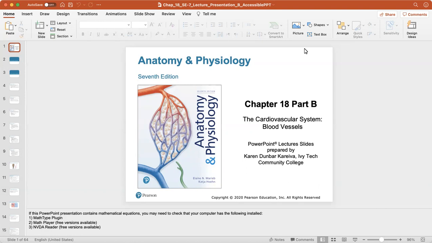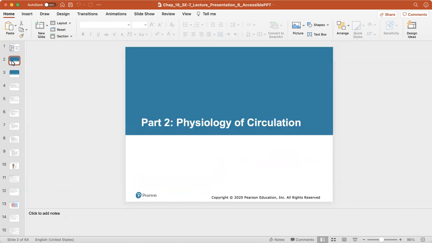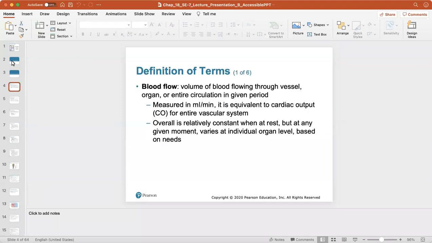Part A is a review on the structural anatomy of veins and arteries. So you're still responsible for the material in part A, but I'm not going to go over it in this video. What we will go over are parts B and C, if we can try to get through both of them in one video, and we'll look at the physiology of circulation, so how blood travels through. We'll look at flow, pressure, and resistance.